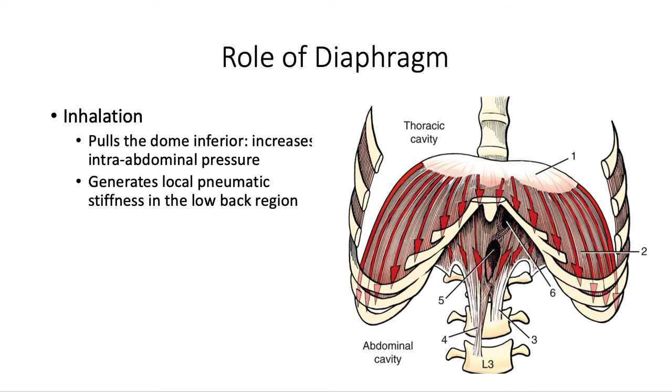Now, let's examine the role of the diaphragm. During inhalation, the diaphragm pulls the dome inferior, as demonstrated in this image right here. That increases intra-abdominal pressure. The diaphragm, to be fully effective, requires simultaneous activation with the abdominal and pelvic floor musculature, once again to create the abdominal canister. Research suggests that people with low back pain do not adequately engage their diaphragm musculature during lifting or resistant trunk movements, leaving the low back vulnerable to injury.